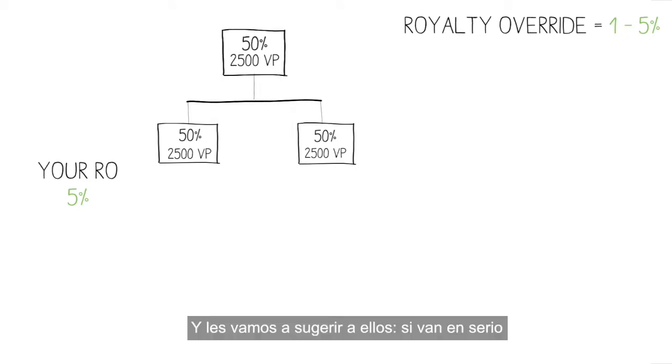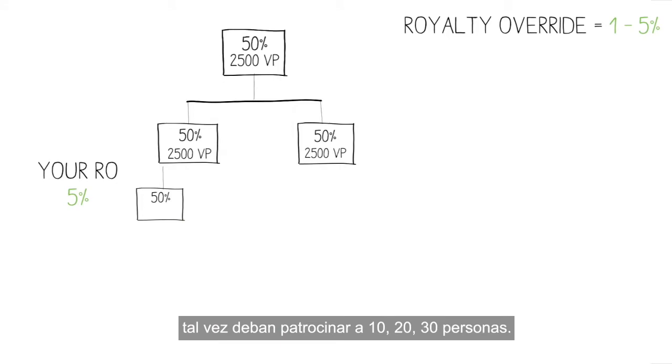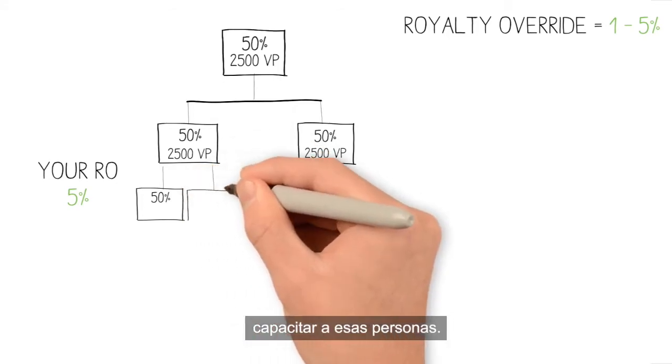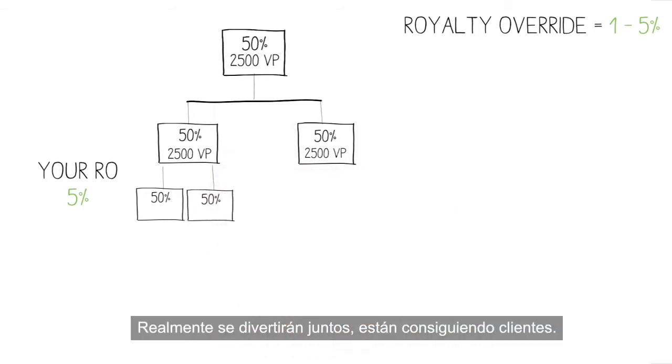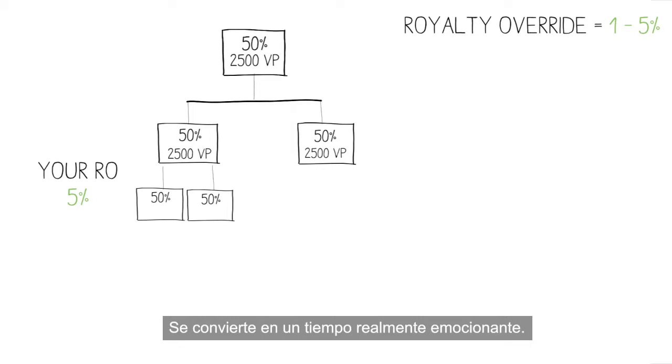Now, how the marketing plan works, those 2 people can decide to develop a team. And we're going to suggest to them, if you're serious and you want to develop a team, let's have you do the same thing that your sponsor did. You go out and find 2 people. And again, to find those 2, you might have sponsored 10 people, 20 people, 30 people. You're going to work with those people. You're going to train the people. You're having fun together. You're getting clients. It really becomes an exciting time, all right?